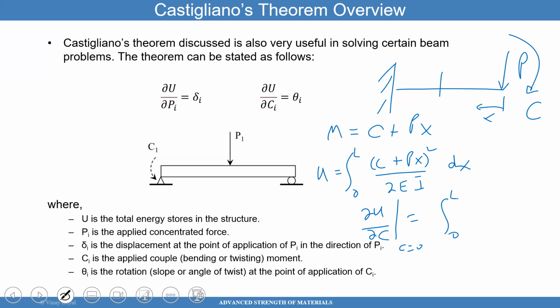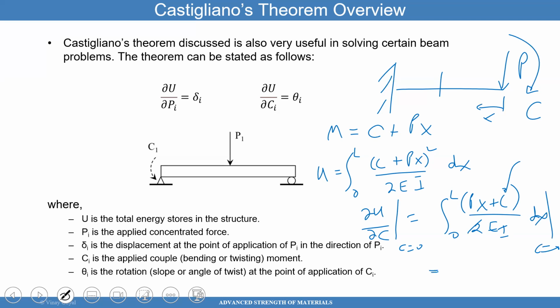Integral 0 to L. Let's do it quick. 2 times (Px plus C). This is getting dangerous now. I have to use my memory on how to do this. I think it's like this: Px plus C divided by 2EI dx, at C is 0, no? Am I doing the derivative correctly? The 2 cancels out. I think that's it. So C equals 0 means C is 0, right? So now the integral is just Px divided by EI. Isn't that it?